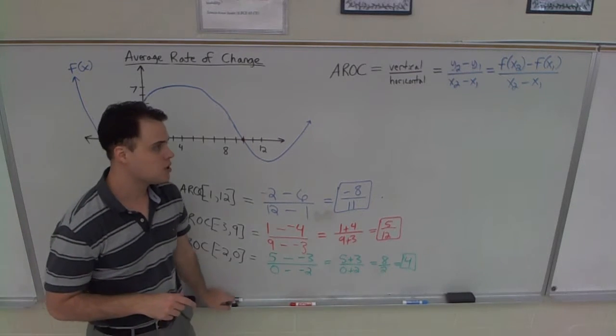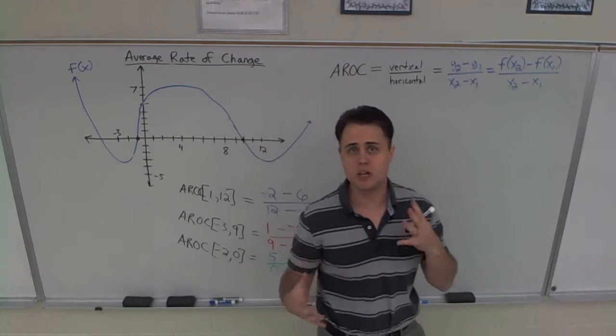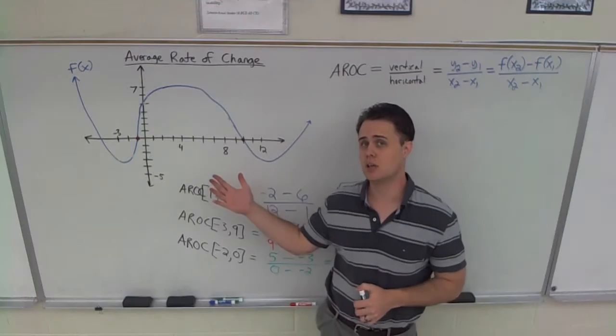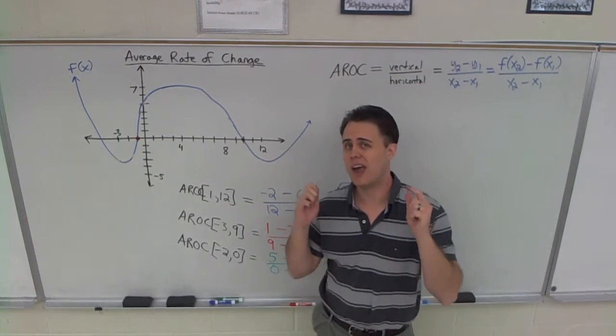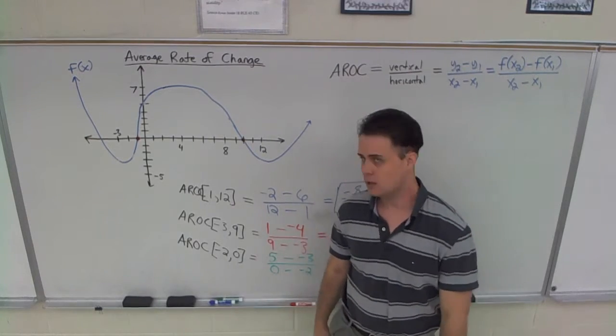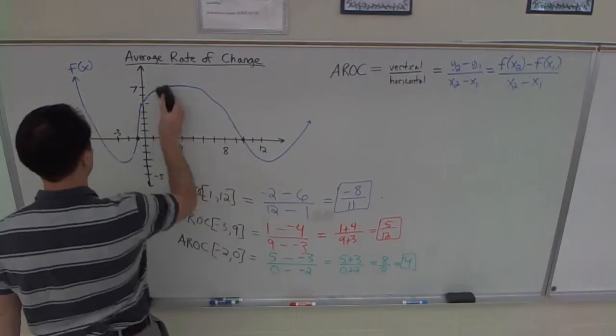So there's average rate of change, or the average slope between any two spots on any function. It doesn't have to be a line to have an average slope. Okay, let's look at one more example.